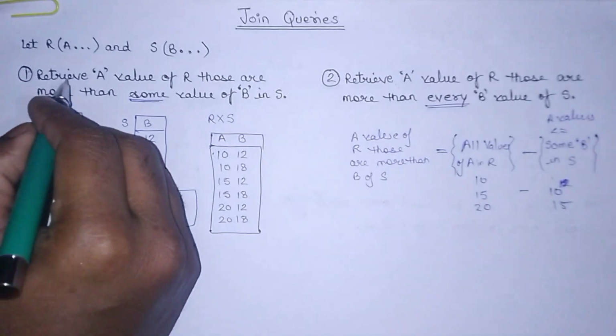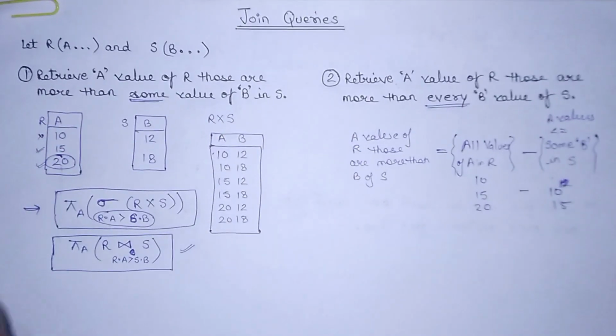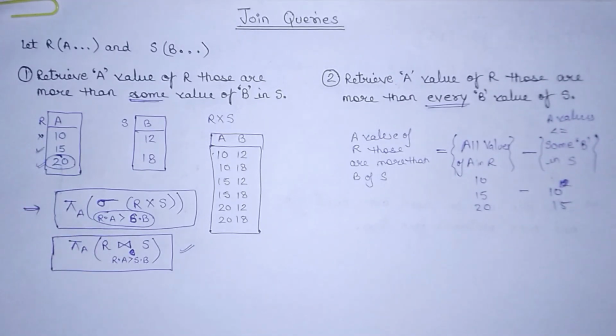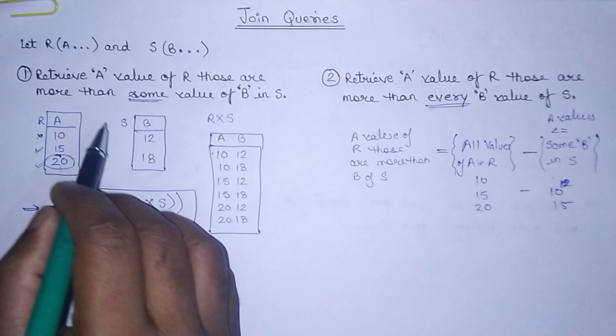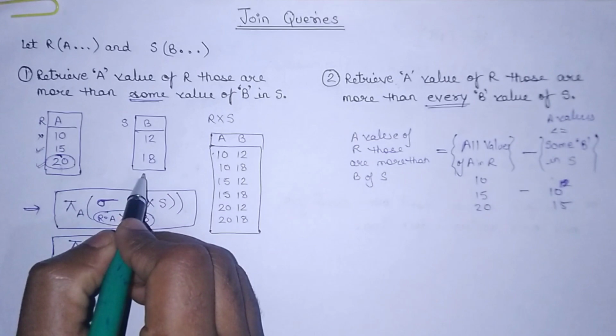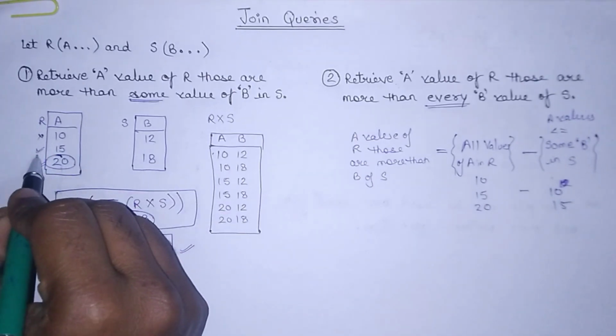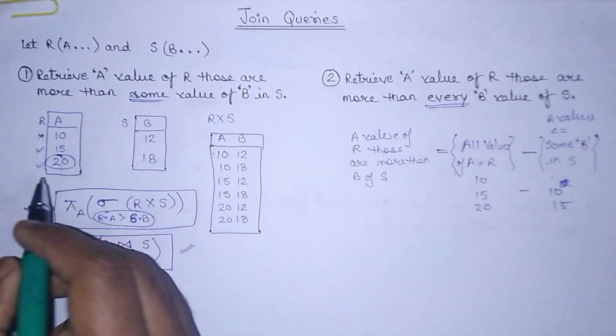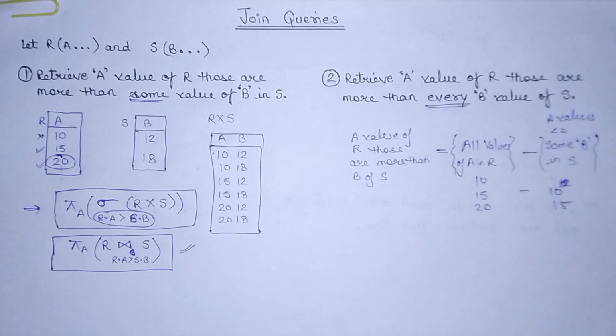Here I am taking some values of A and B to support this query. I take random values 10, 15, 20 for the R table's A, and for B I take 12 and 18. Now I have to retrieve the A values of R which are more than some B value of S. 10 is not more than any value, 15 is more than 12, so it can be in the output, and 20 is greater than 18, so it can be in the output. That means these two values can be in the output. But how do we formulate it into a query?